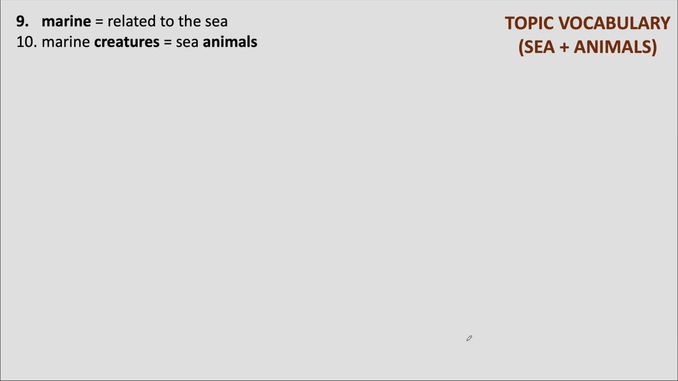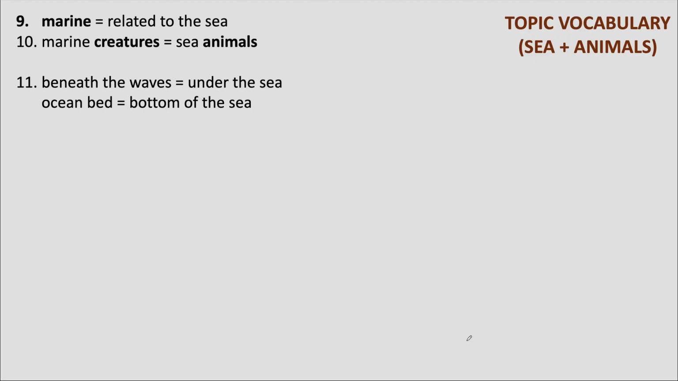The passage is about the sea, so here are some words related to that. Some of these are also very common in other reading passages. Marine means anything related to the sea. So, marine creatures are sea creatures or sea animals. We also see phrases like beneath the waves, which means under the sea, and ocean bed, which means the bottom of the sea. Current is another word we see, which means the flow of water. So, ocean current is the way water flows in oceans.